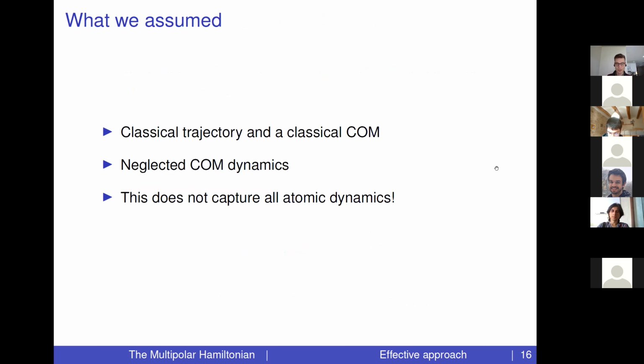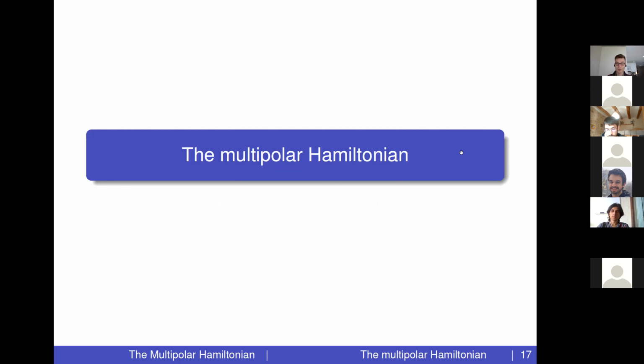So we saw that we assumed a classical proton, and by that effect also essentially a classical center of mass. In principle, you can now consider classical trajectories of an atom moving on an arbitrarily relativistic trajectory. But it also means that we neglect center of mass dynamics, and that we will not be able to account for all of the atomic dynamics that come from considering all of the quantum degrees of freedom associated with the proton or with the center of mass. And so now that we saw that, let's take a step back and look at the multipolar Hamiltonian if we consider a two-particle system of the atom.